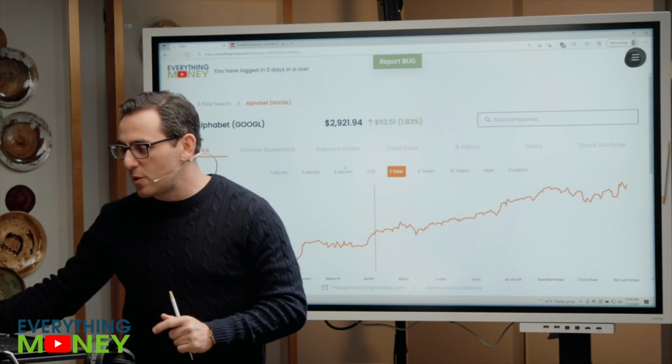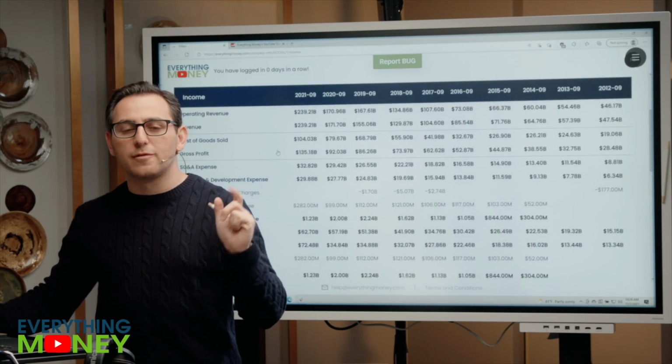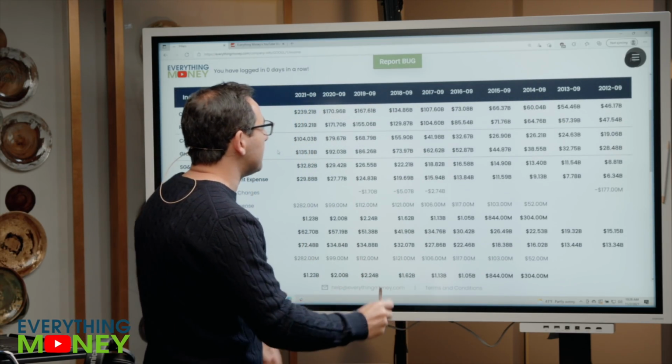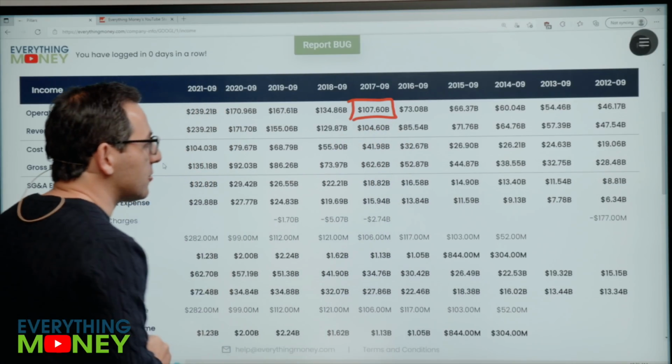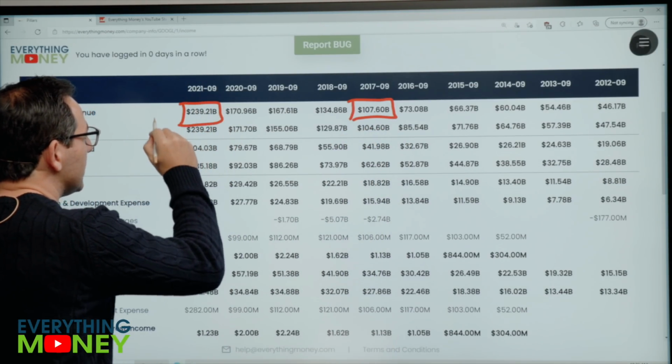Pillar number 3. We want the income growth, the revenue growth over the last 5 years to be positive. Of course. Very simple. So we go back 5 years ago, 107.6 to 239, check mark.